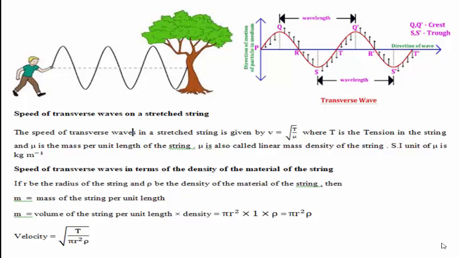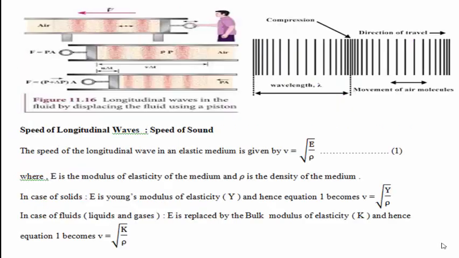So volume of the string is nothing but the volume of a cylindrical body, because the string is in the shape of a cylinder. So it becomes pi r square into L. Here L is taken as 1 because you are calculating the volume of the string per unit length. So L is replaced by 1 and it is multiplied with the density, that is rho. So once you multiply all these terms, you get pi r square multiplied with rho. So velocity is equal to root of capital T divided by pi r square rho. This is the velocity of transverse wave.